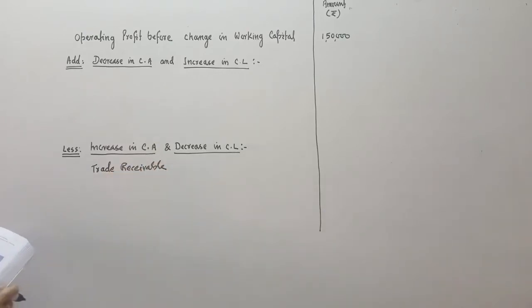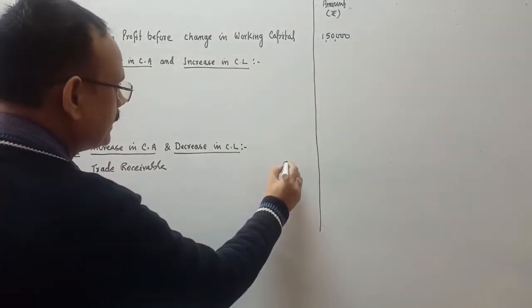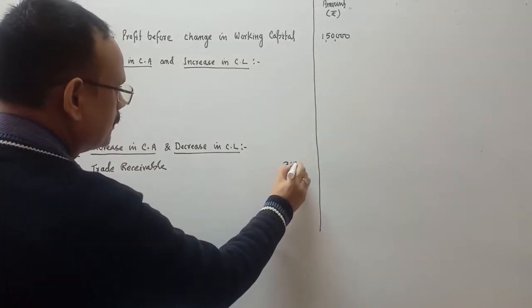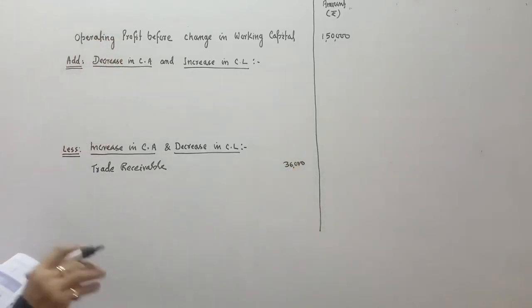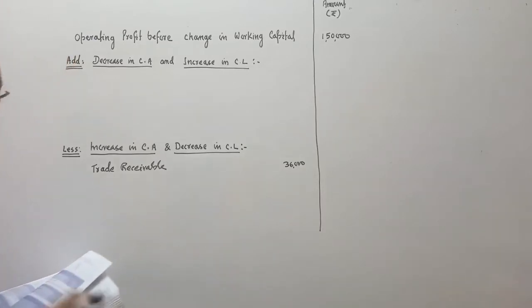So trade receivable is increased by how much amount? It is increased by 36,000, from 3 lakh to 3,36,000. Last year it was 3 lakhs, this year it is 3,36,000. So trade receivable is increased by 36,000.